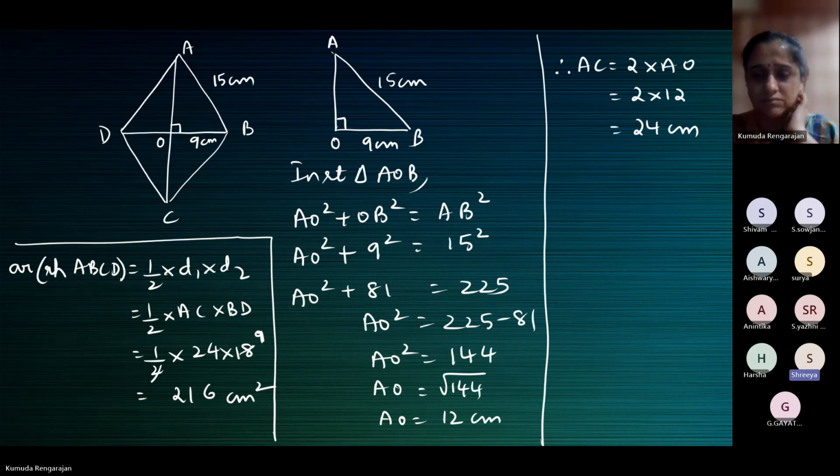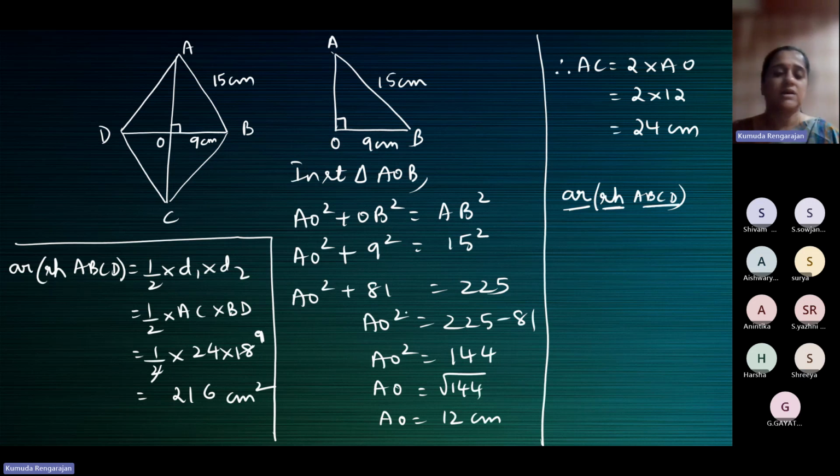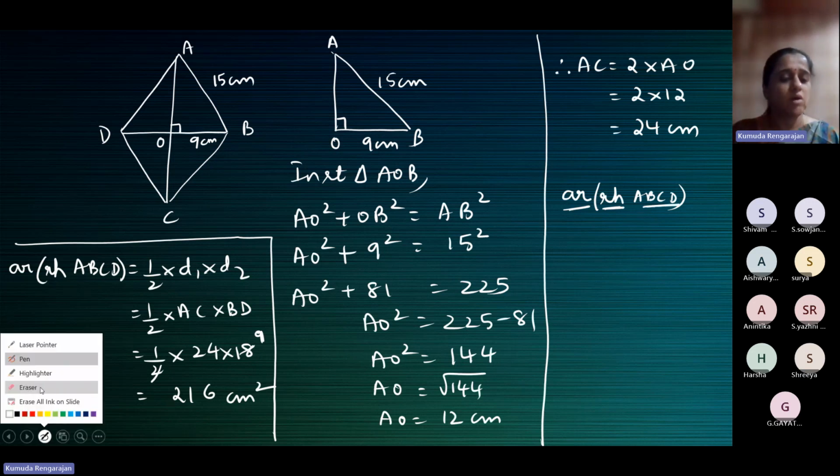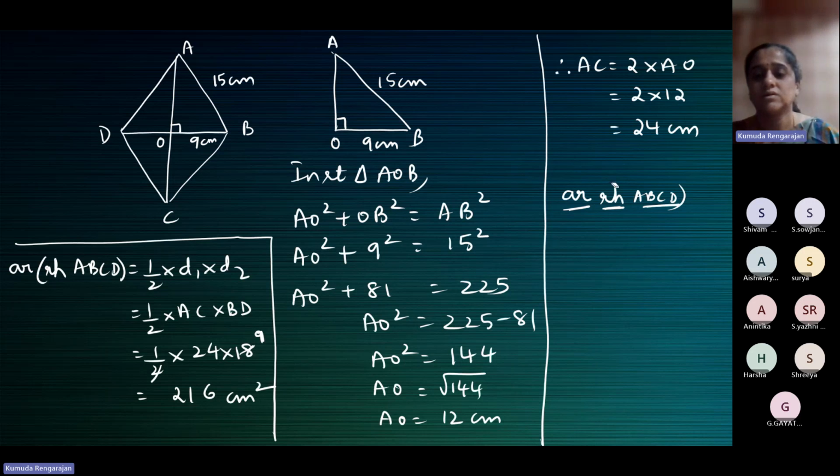Ma'am, what's this you've written here at the end? AR is area. Open bracket, RH is rhombus. Area of rhombus ABCD. You can also write it like this in short. Okay, area, ma'am. RH is rhombus ABCD, area of rhombus ABCD. Or you can write it completely in words.